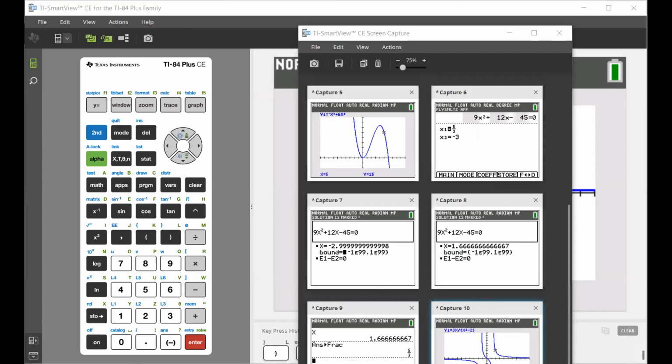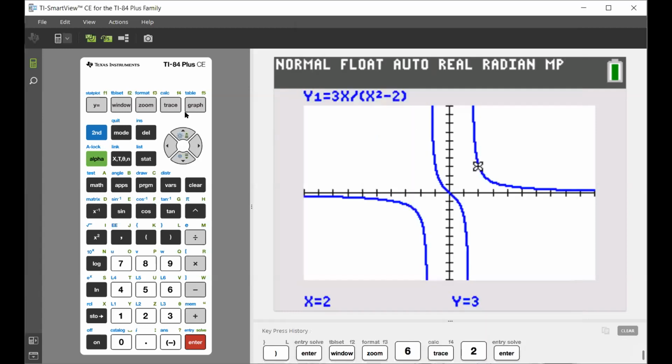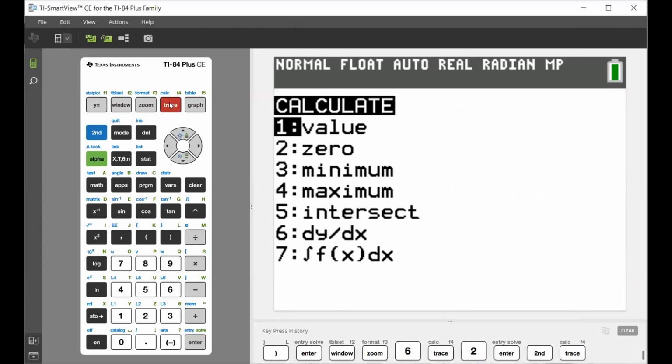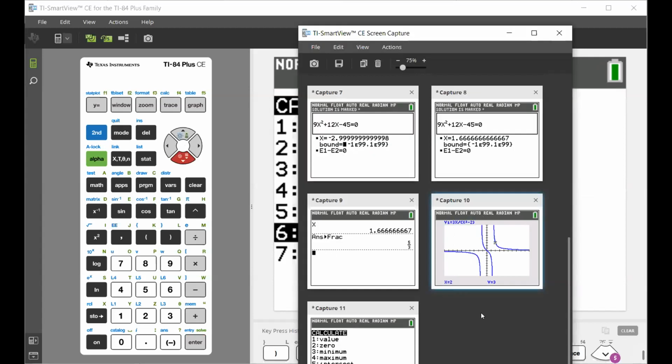Okay, let's see. I really don't know what this is doing. Okay, sorry, I know I'm talking to myself. All right, I'm going to the calculate menu, second trace. And item 6, when you see it now, hopefully you recognize that as derivative notation. That's what that is. Sorry.